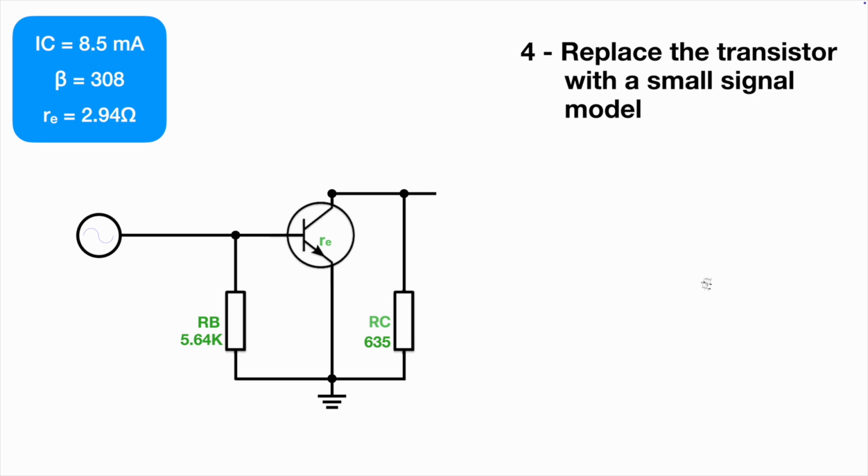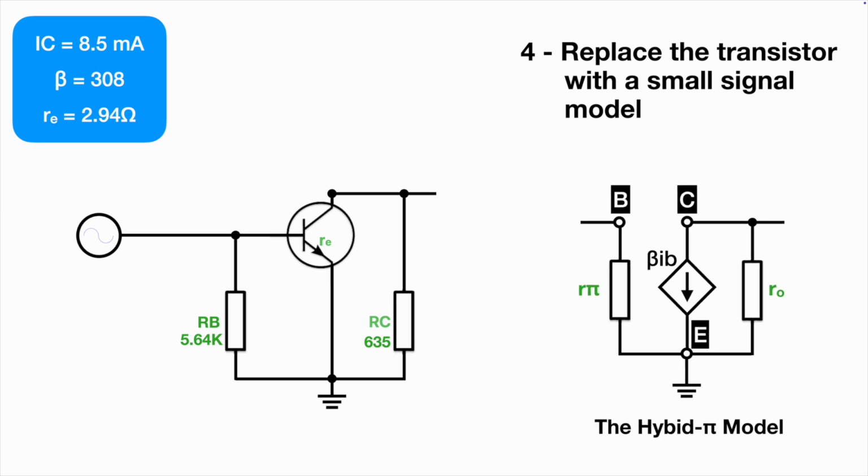Now, there are various models that you can use. I'm going to use one which is called the hybrid pi model. And this sees the transistor as though it were, well, in this case, a current-controlled current source. You can view it using the hybrid pi model as a voltage-controlled current source. You would do that for different reasons. I'm not going to go into that now. So we're going to see it as a current-controlled current source.